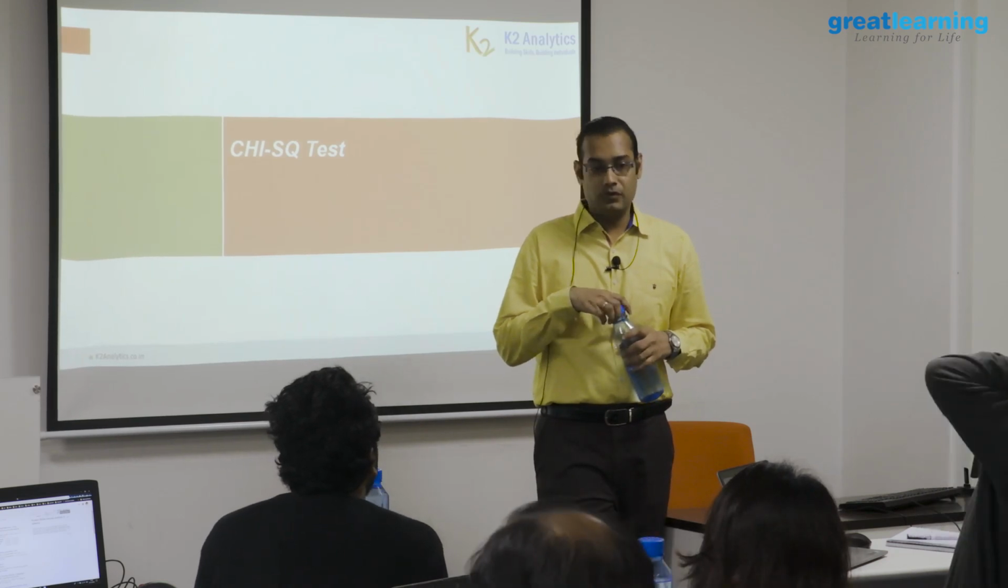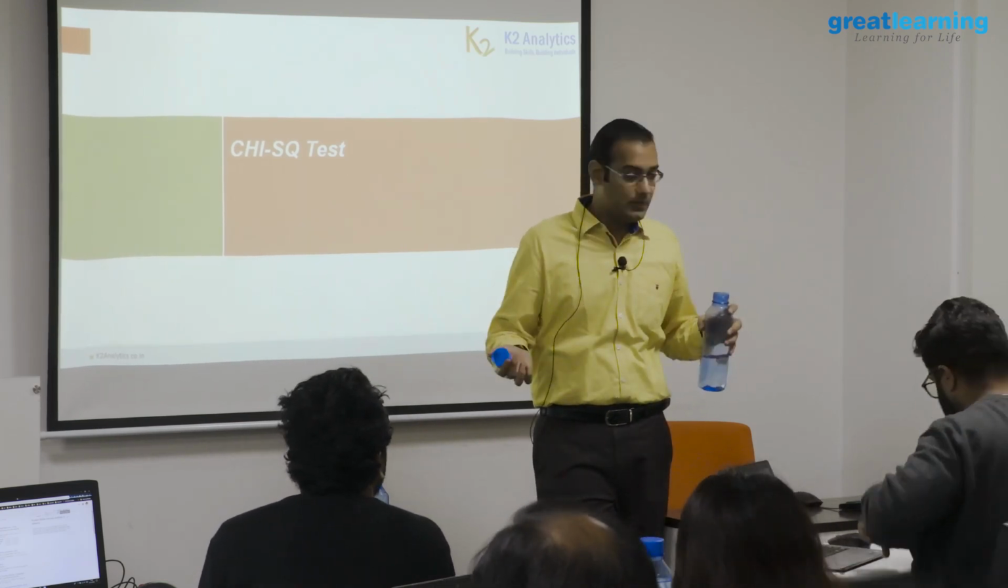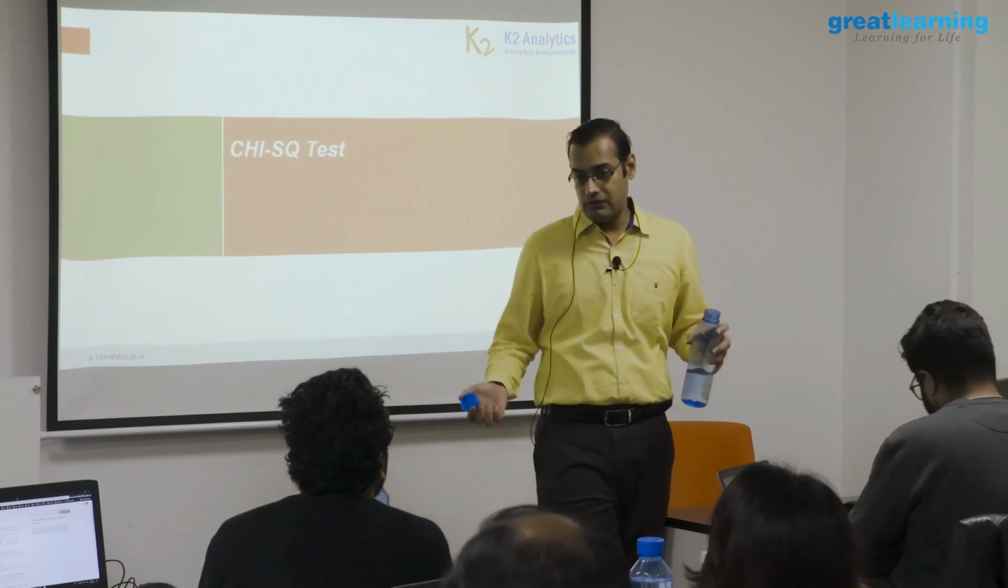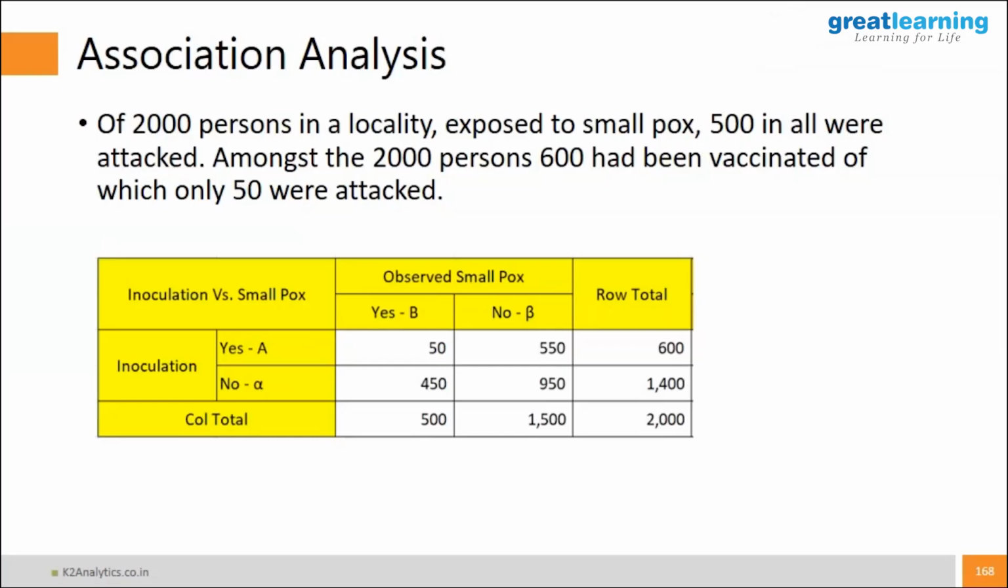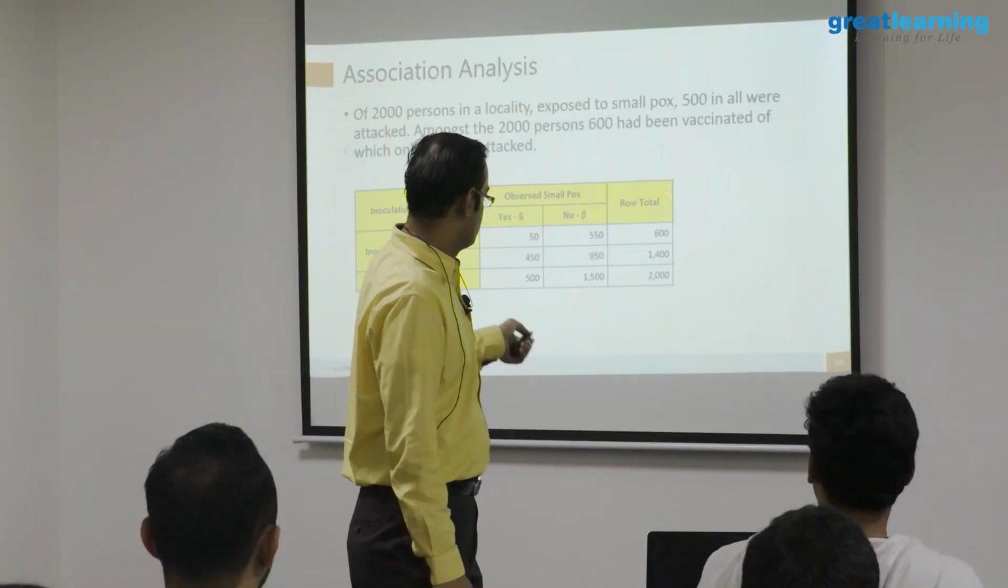You will see in the calculation, it nowhere depends on mean, it nowhere depends on standard deviation, it depends upon the frequency of observations. Take this example which I had discussed earlier. 2000 people in a locality were exposed to smallpox. 500 in all were attacked. Of the 2000, 600 had been vaccinated, of which only 50 were attacked. And this is the data.